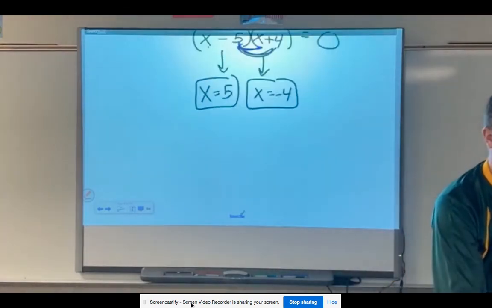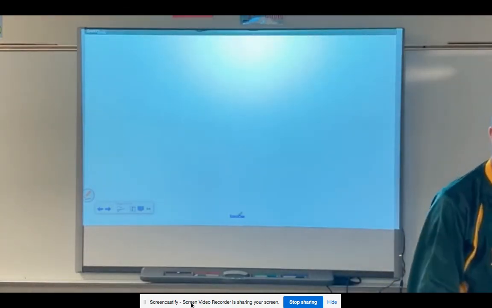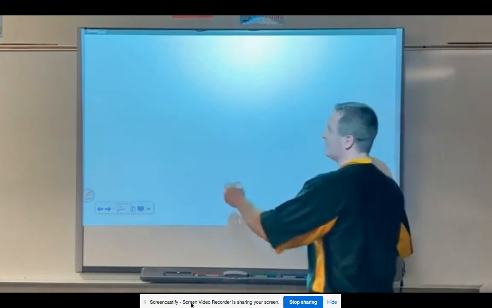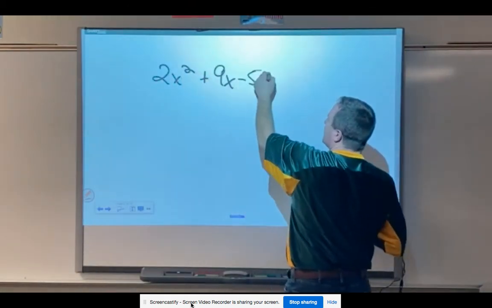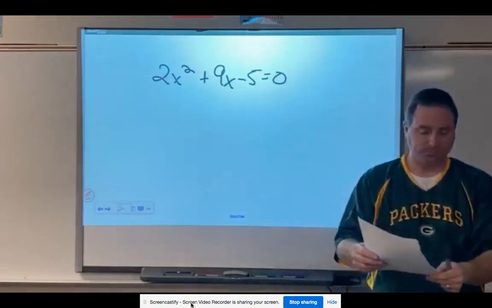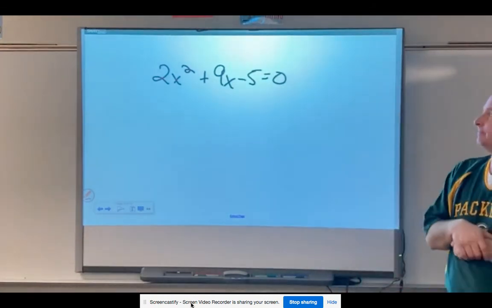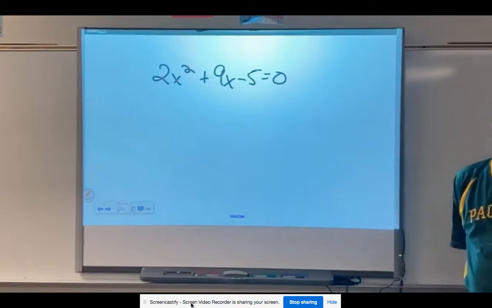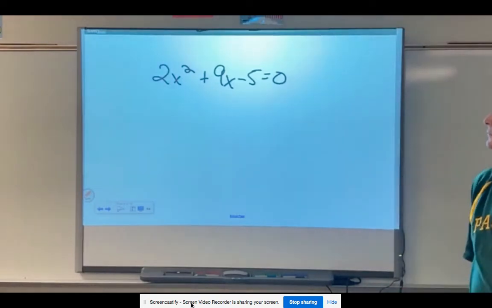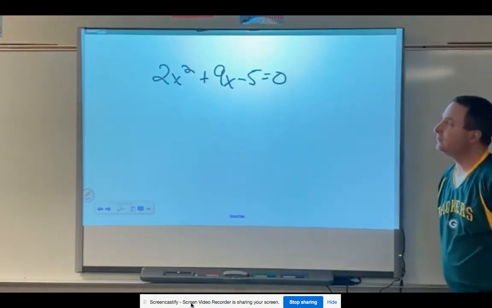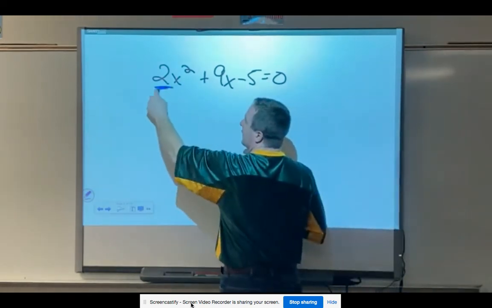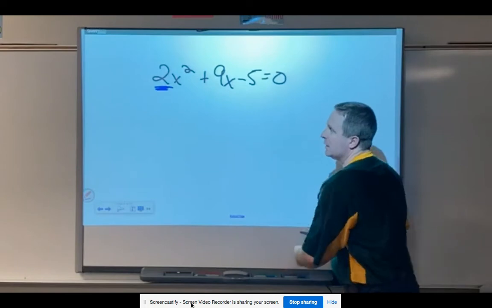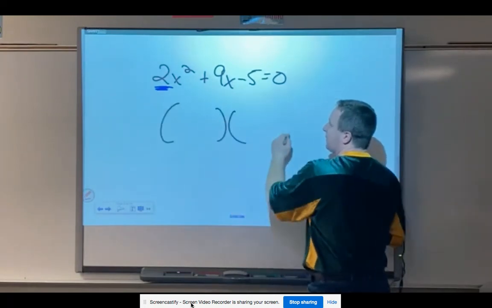Okay, the next one I have here, I think this is the trickiest one of them all today. These next two that we're going to do, they look like this. 2x squared plus 9x minus 5 equals 0. Okay. Now again, once again, it's in the right form. Everything's all good. It's equal to 0. But if you look closely out here, this one has a little something extra out here. It's a 2.